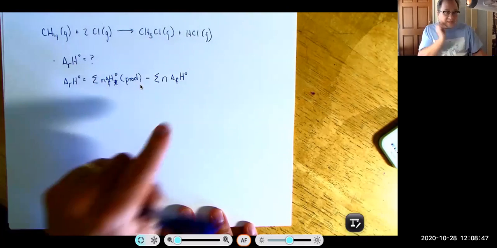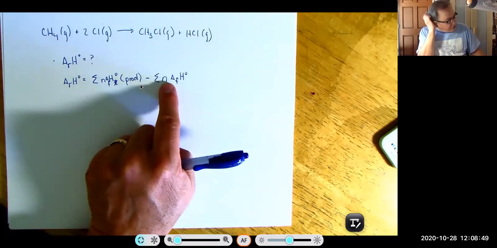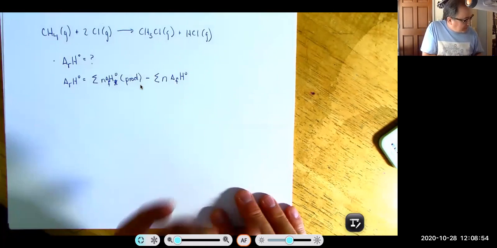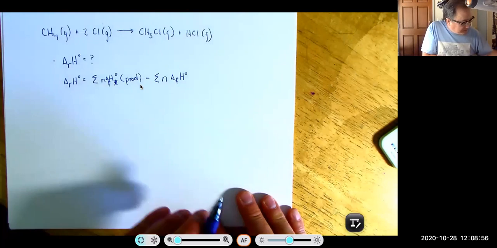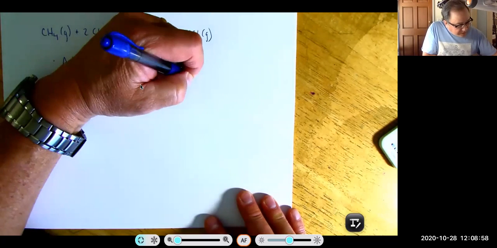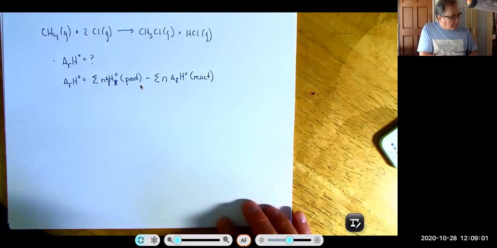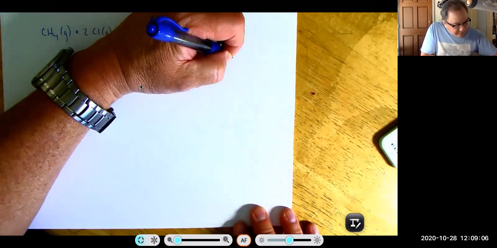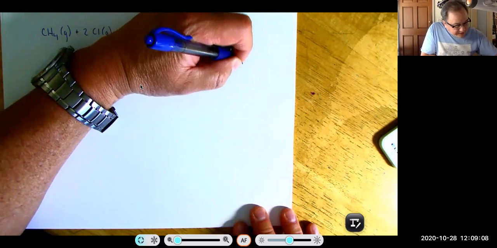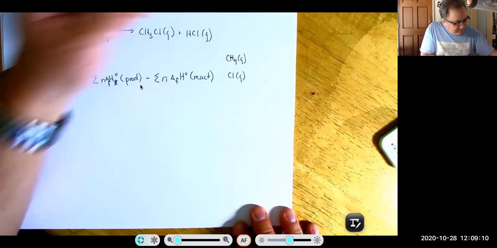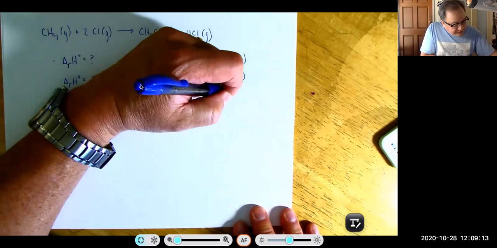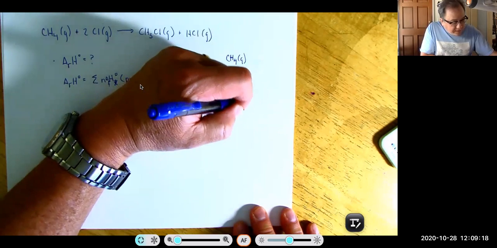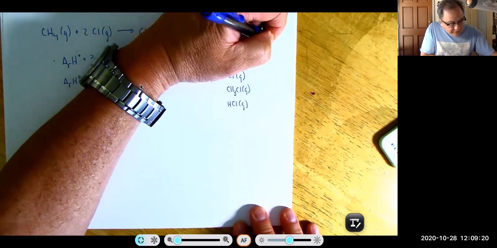I'm not quite used to putting this F next to the delta. Usually in previous textbooks, we put the F next to the H on the other side. So that's why I keep doing this. So this is what we're going to do for this particular problem, which means that for CH4 gas, Cl gas, CH3Cl gas, and for HCl gas, we need the enthalpy of formation for each of these.